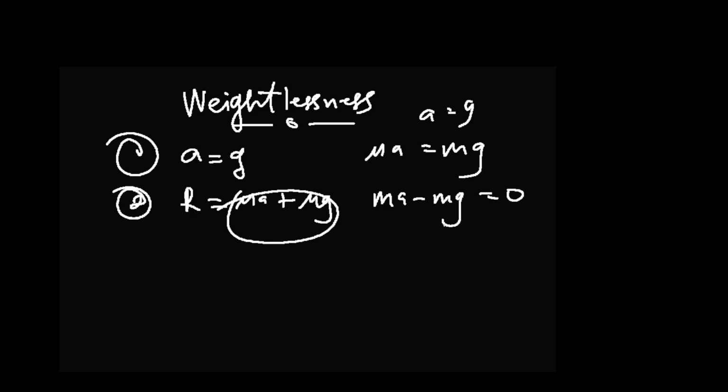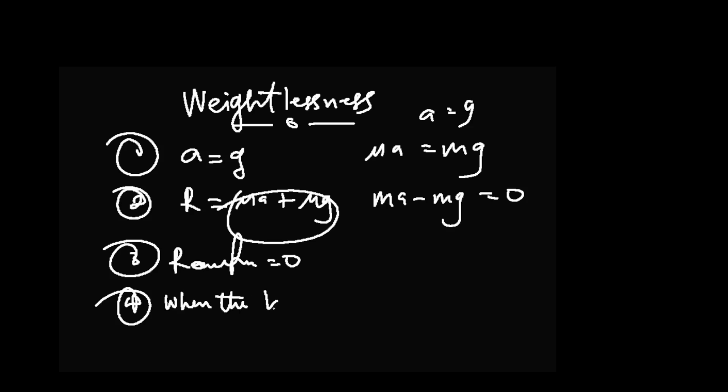All right. So the third one is when the reaction on a body is 0. When the reaction on a body is 0, the body will experience weightlessness. And the last one is when the body escapes the gravitational influence.